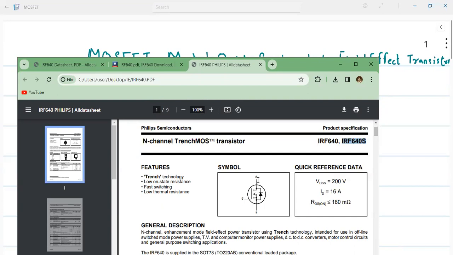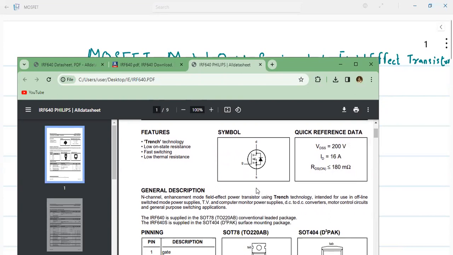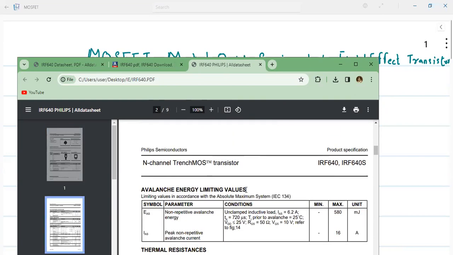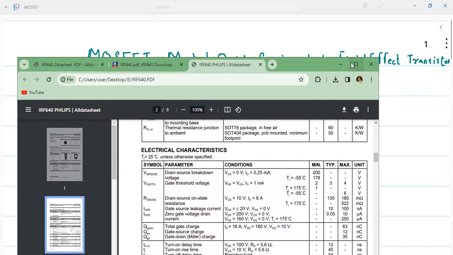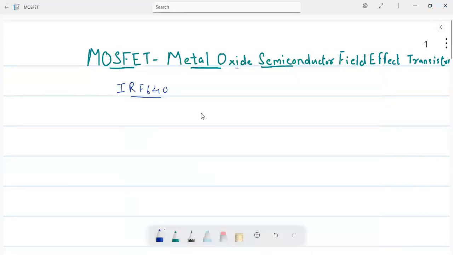It is having three terminals, that is drain, source and gate. MOSFET normally is a high frequency, low power device. We will be using this data sheet and its electrical characteristics for designing the switching circuit or any other circuits with IRF 640. Like IRF 640, IRF Z45 is there, Z44 is there. Depending upon the application, we can use the different types of MOSFET.